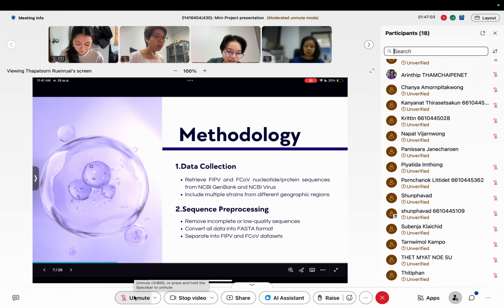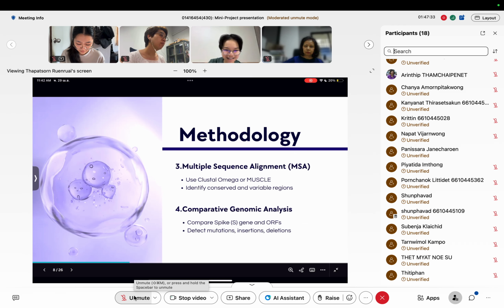And the methods. First, data collection: retrieve FIPV and FCoV nucleotide and protein sequences from NCBI GenBank and NCBI Virus, including multiple strains from different geographic regions. Second, sequence processing: remove incomplete or low-quality sequences, convert all data into FASTA format, and separate into FIPV and FCoV datasets.